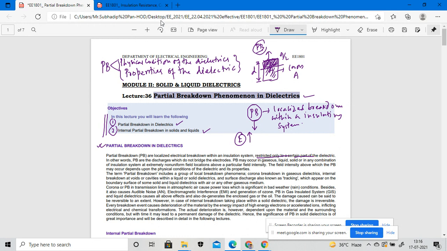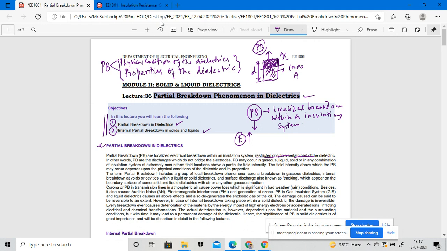with bad weather conditions. Whenever rainfall occurs, corona discharge may happen in the transmission line. The corona discharge is nothing but a partial breakdown taking place in the transmission line with atmospheric air, which causes power losses that become significant in bad weather conditions. Besides, it also causes audible noise.